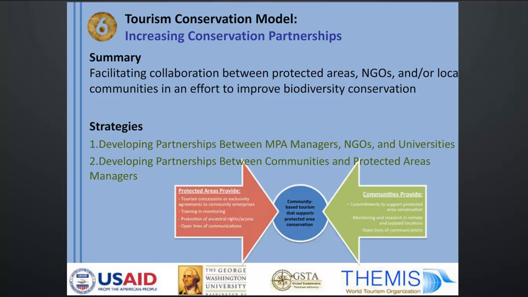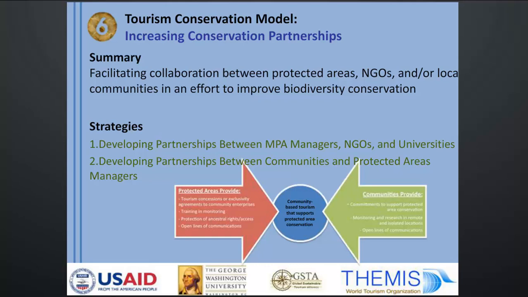The sixth and final conservation model is focusing on using tourism to increase conservation partnerships. As I mentioned in the beginning of this presentation, the historical relationship between protected areas and communities has often been one of conflict. Protected areas often view communities as a nuisance. They cut down the forest, they hunt illegally, they fish and farm, and they see that as a group that needs policing. Communities look at protected areas and often see them and their managers as people who make and enforce rules that impede their ability to make a living.